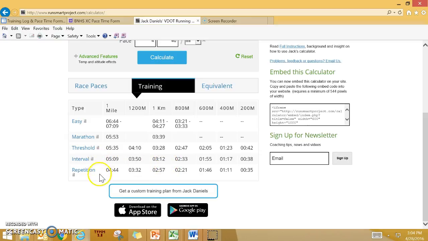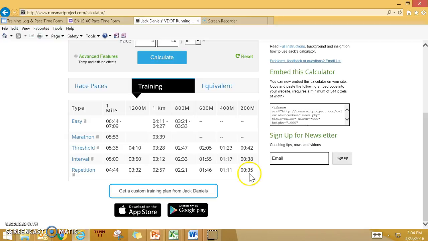Then you'll see that we have repetition, or reps, workouts. This is around what your mile pace would be. This is the hardest running we'll do. Sometimes we have workouts where you do 4 200s with a 200-meter recovery jog in between.